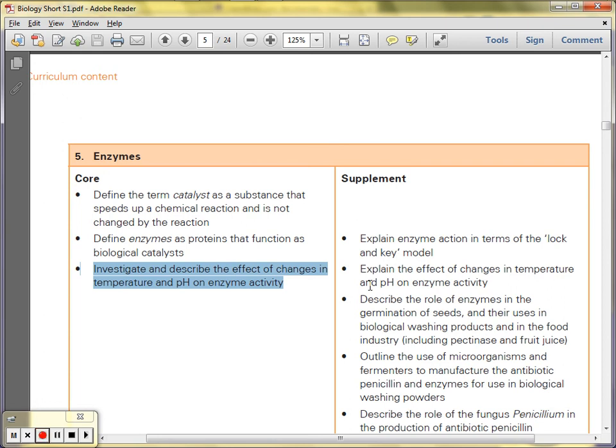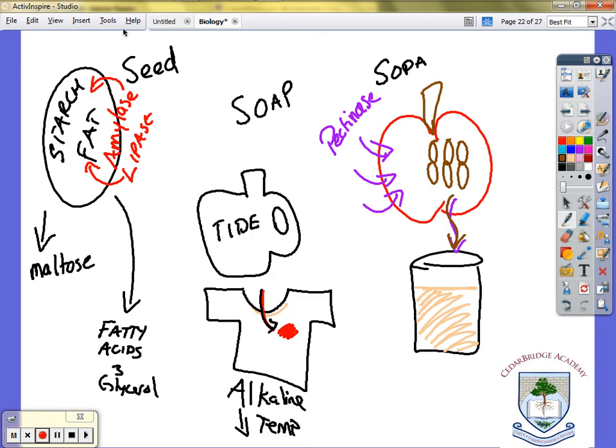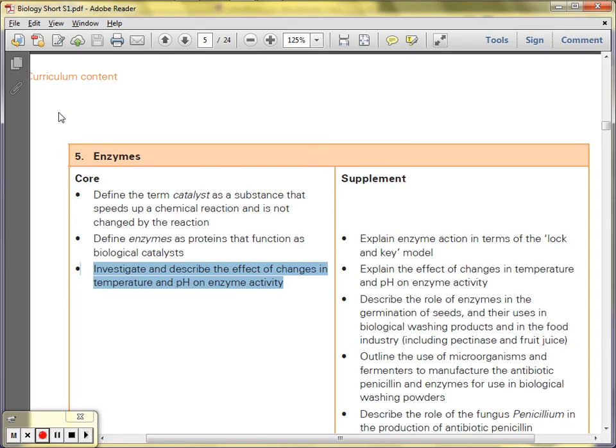Okay? Describe the role of enzymes in the germination of seeds. Germination means sprouting. Okay? When the seed's starting to germinate, amylase is activated, lipase is activated because of the water, breaks down the starch, breaks down the fat. Outline the use of microorganisms, I skipped that, and enzymes for biological washing powder, done. Describe the role of fungus penicillium, so I skipped the penicillin stuff, okay?